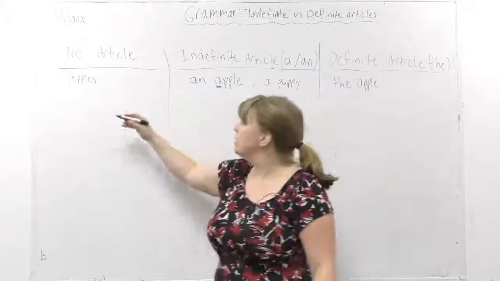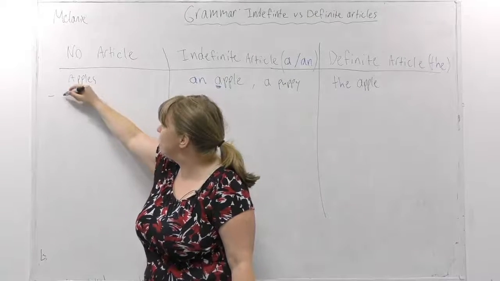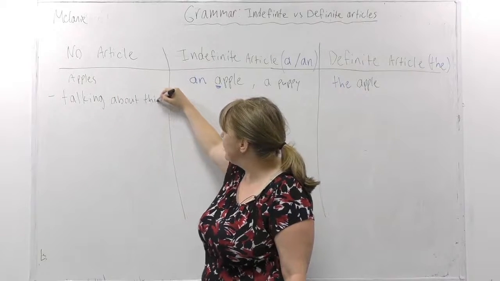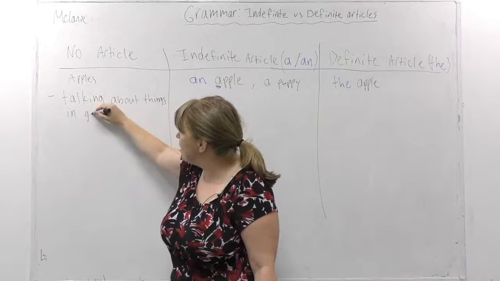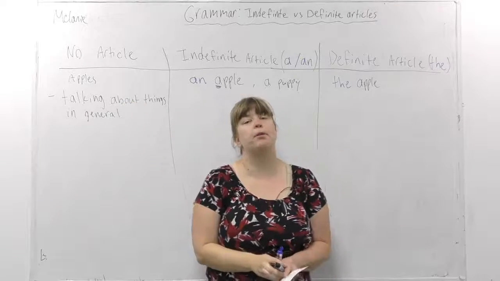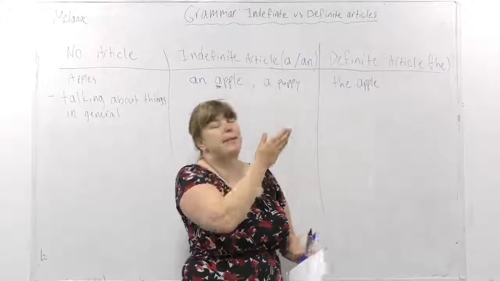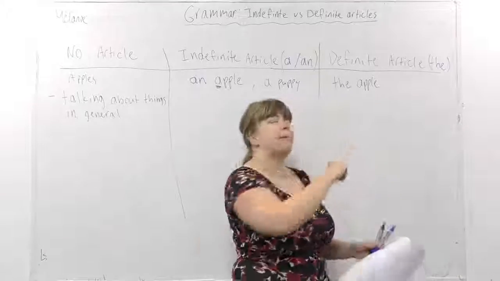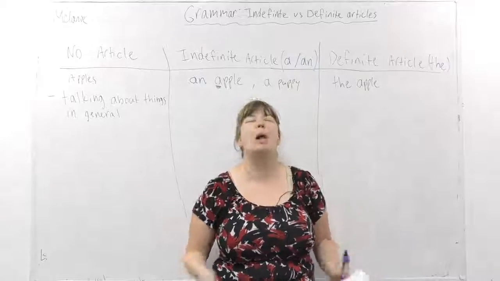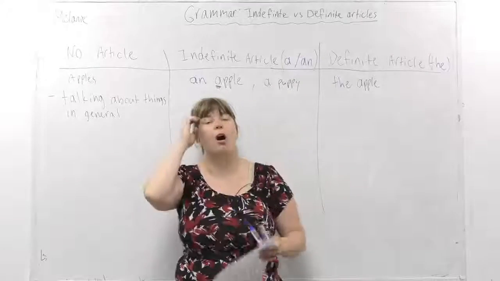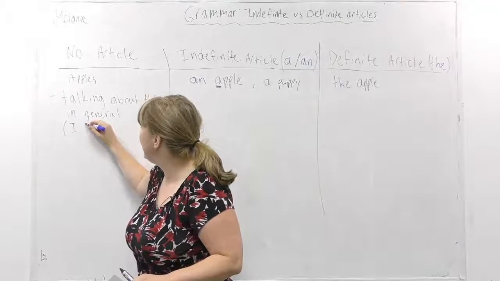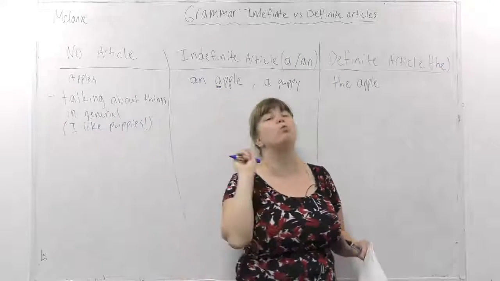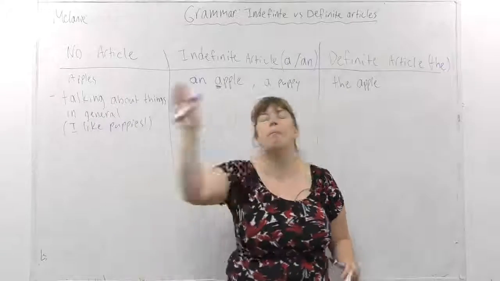Okay, so we don't use an article when we are talking about things in general. So for example, if we are talking about puppies in general, I could say, I like puppies, not a puppy, not the puppy, just all puppies, all puppies in general, I like them. So we don't need an article. So let me just say, I like puppies. Okay, so this is very general. We're not talking about one specific puppy or a specific set. Just all puppies in the world.